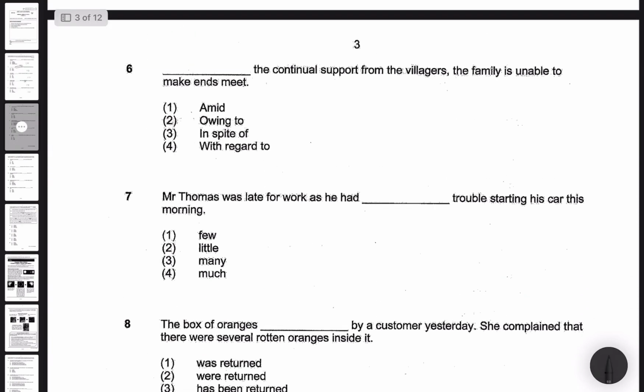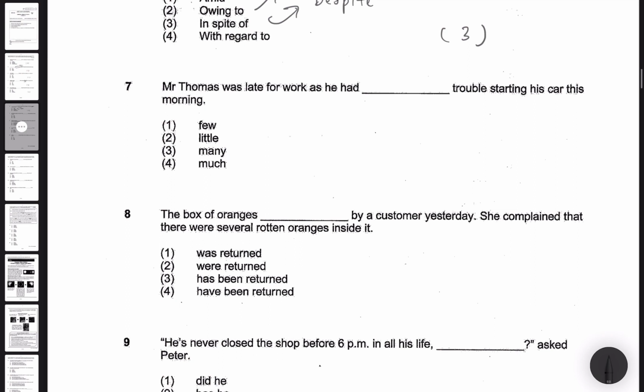Number 6, the continuous support from the villagers, the family is unable to make ends meet. So because they had support, you would expect them to make ends meet, but this is not the case. They are unable to. So what is it? It is despite. Right? In spite of, which means despite. Okay, and owing to means because. Okay.